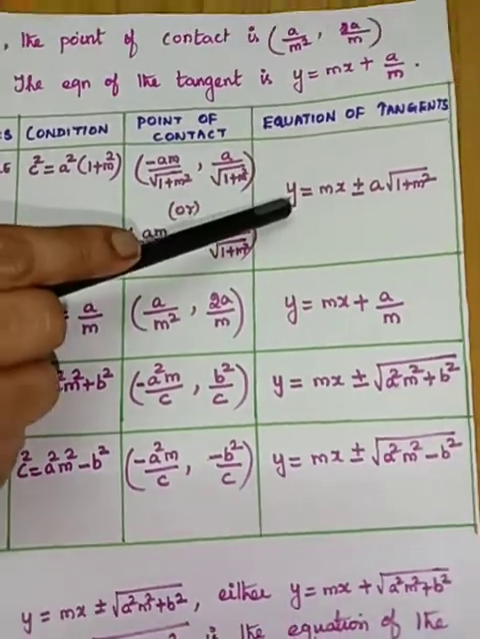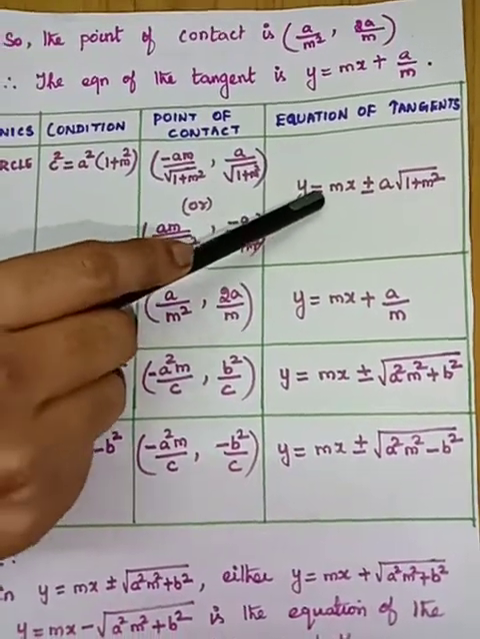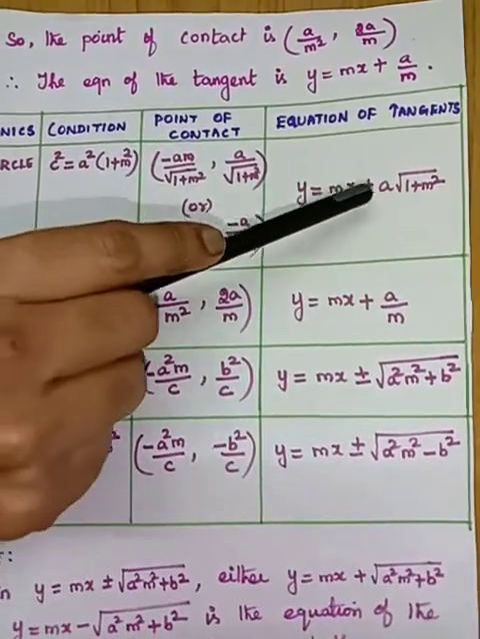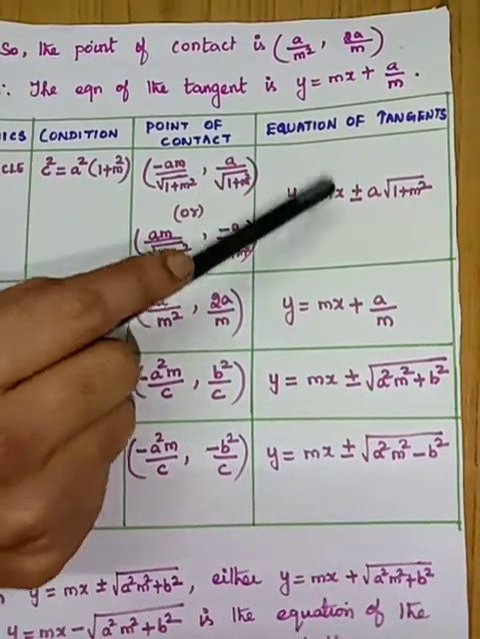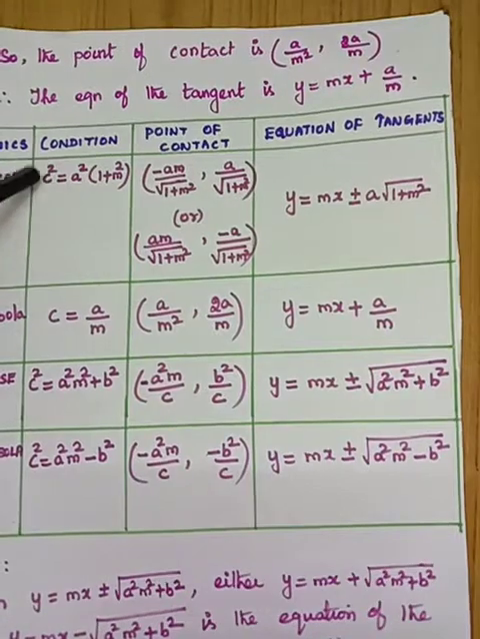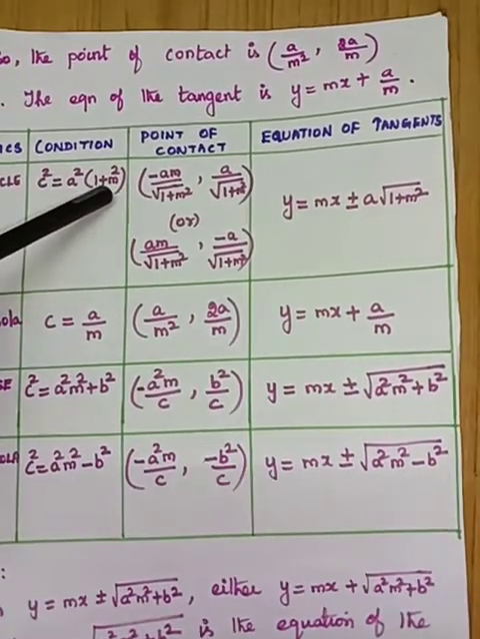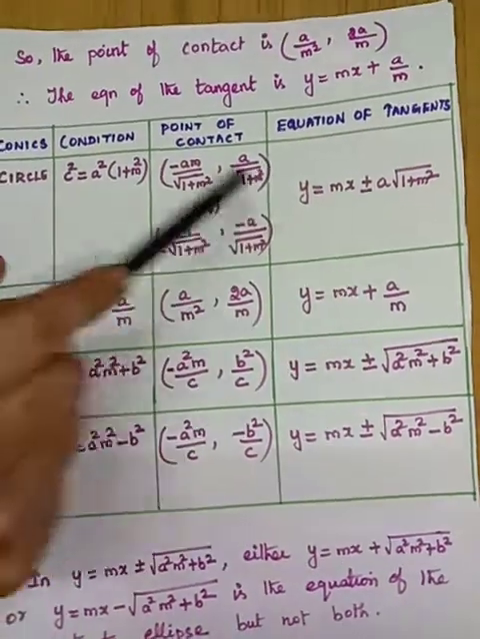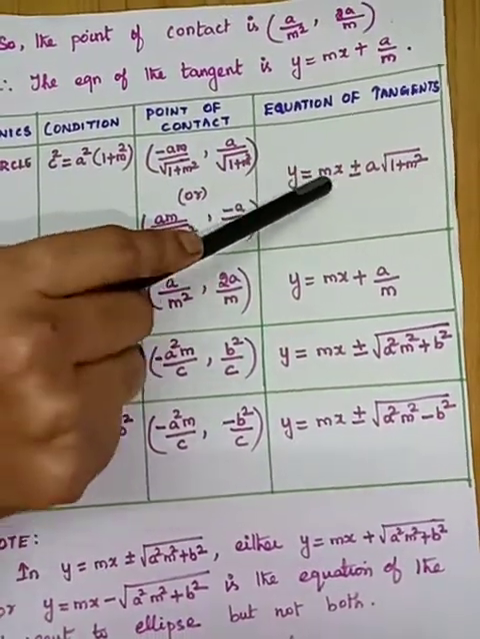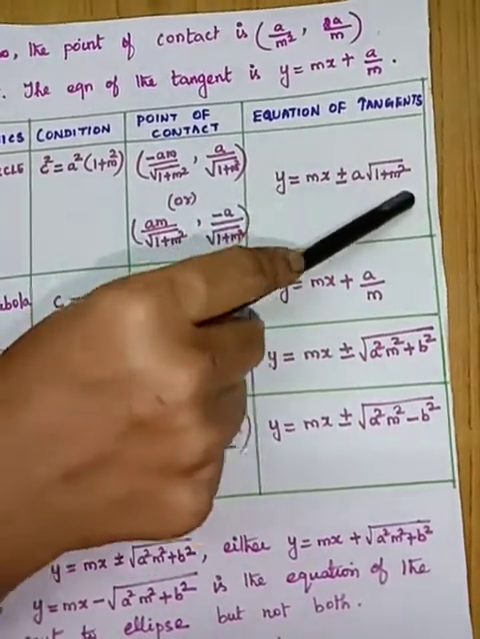If it's so, what is the equation of the tangent to the circle? y is equal to mx plus c. So from this your c is equal to what? a into square root of 1 plus m squared. That only we have written. So the equation of the tangent to the circle is y is equal to mx plus or minus a into square root of 1 plus m squared.